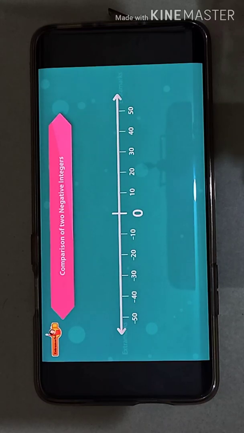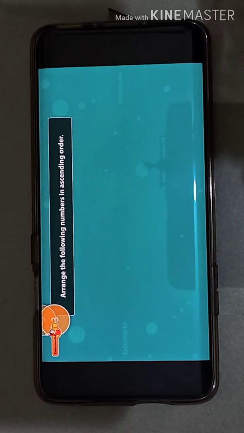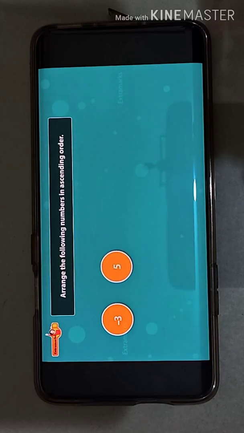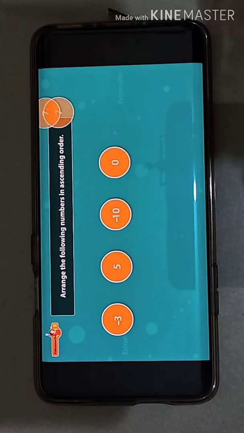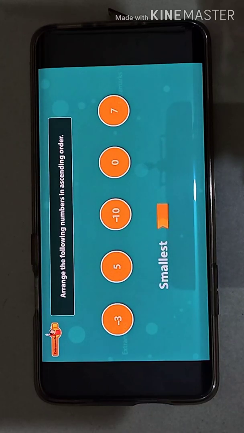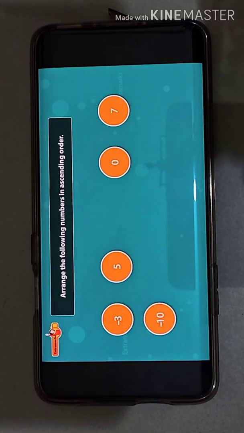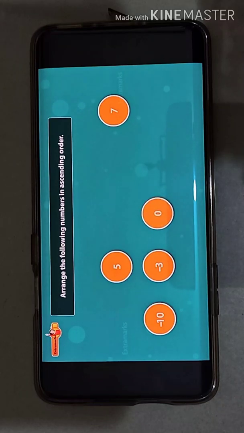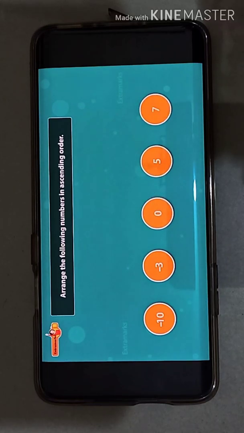Let's try out a problem now. Arrange the numbers negative 3, 5, negative 10, 0 and 7 in ascending order. Ascending order means from the smallest to the greatest. The smallest number here is negative 10, so it comes first. The number greater than negative 10 in the given numbers is negative 3, so it is the second number in order. Then comes 0, 5 and 7.